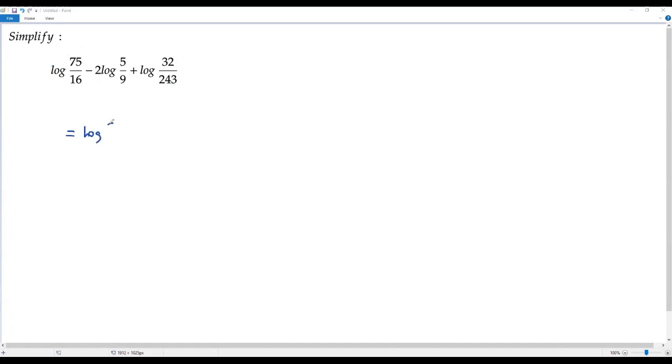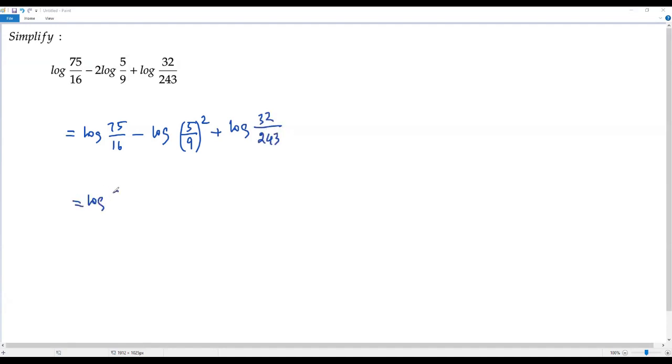That is log 75 over 16 negative. So in the second logarithm, we have to multiply over here. Whenever a logarithm is multiplied by some value, we can move this number 2 as an exponent of the argument over here using the power rule of logarithm. So now the number 2 multiplied by the second logarithm can be moved as the exponent of the argument over here. Then I'm getting log of 5 over 9 to the second power. So we can keep the third logarithm as it is. It is log 32 over 243.